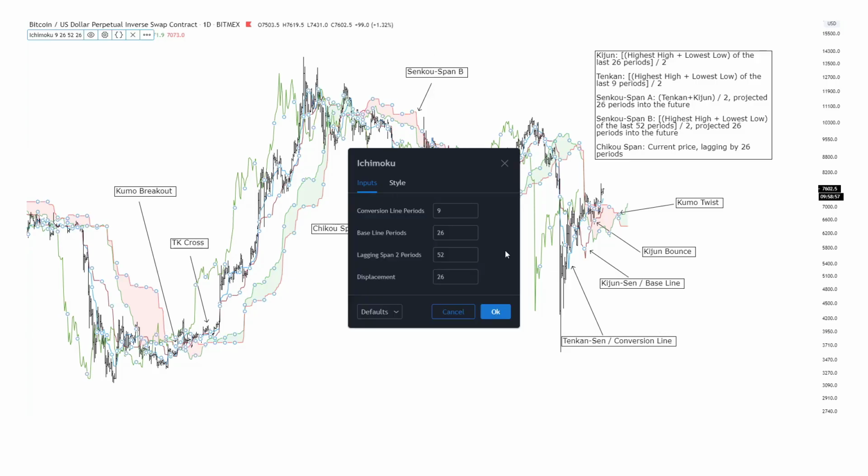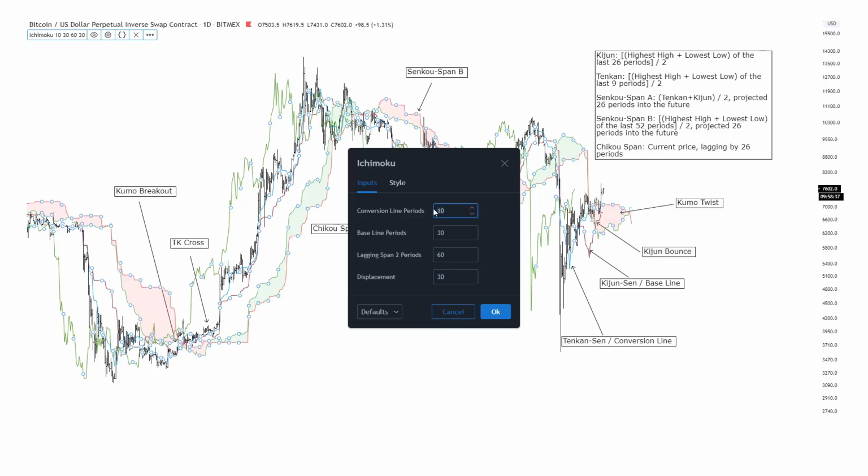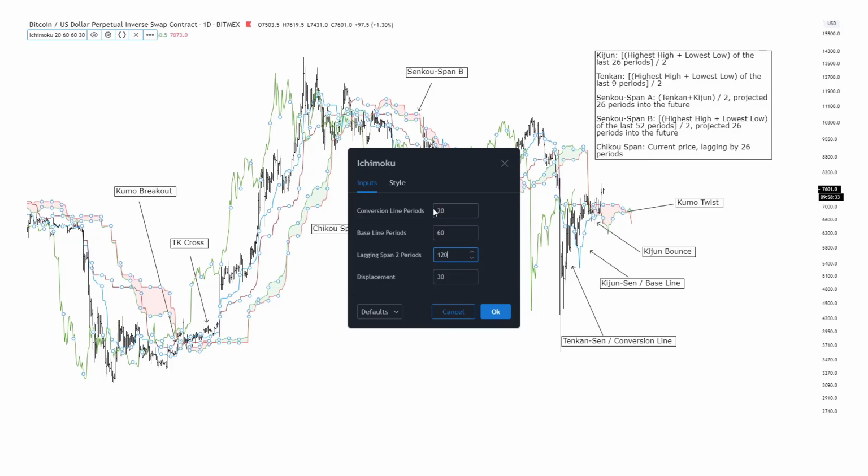For this guide, I'm going to be using the standard settings, which are conversion line 9 periods, baseline 26 periods, lagging span to 52 periods, and displacement 26 periods. Of course, you can change these settings to crypto settings, which are 10, 30, 60, 30, or even doubled crypto settings, which are 20, 60, 120, and 30.